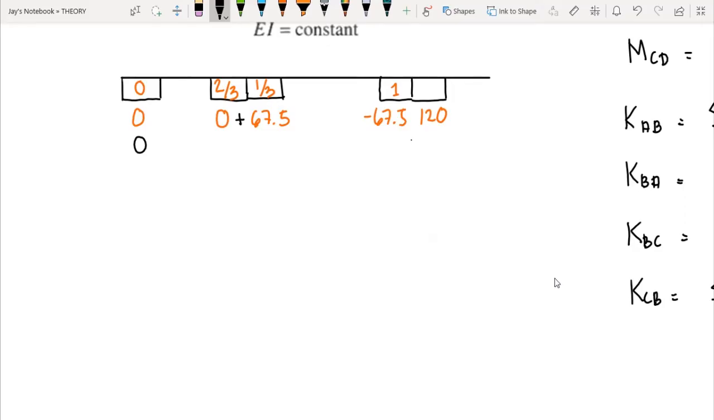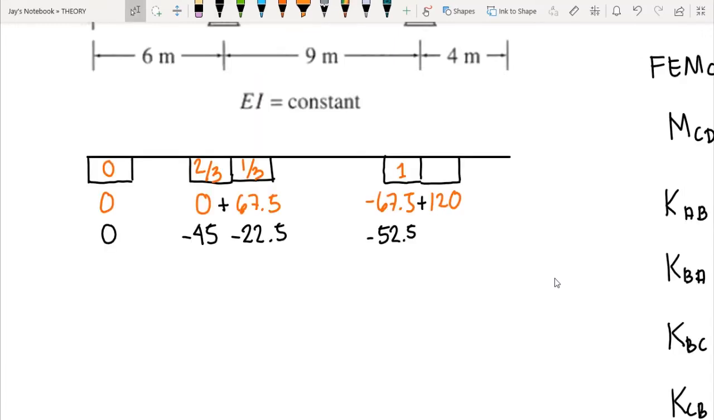Then multiply it to negative 2/3. That is for the side BA. So we have here negative 45. Then if you multiply 67.5 to 1/3, or that is negative 1/3, that would give us negative 22.5. Okay, now on this side we have to add negative 67.5 and 120, so we have 52.5. Then multiply it to negative 1, that of course would give us negative 52.5.